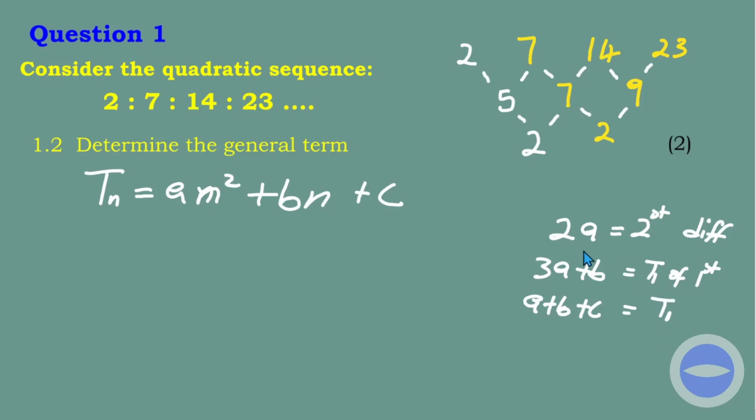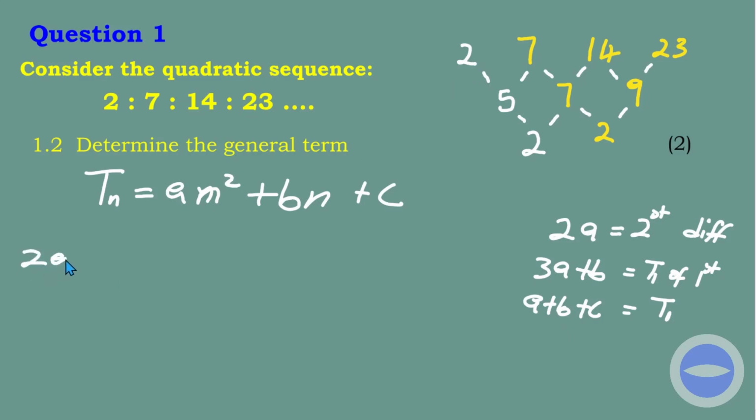To make it clear, here we say 2a is equal to the second difference, and we know that our second difference is 2. Then 3a plus b is equal to the first term of the first differences, which is 5. This is T1 of the first difference, which happened to be 5. And then a plus b plus c is equal to T1. T1 is 2. So let me write them down.